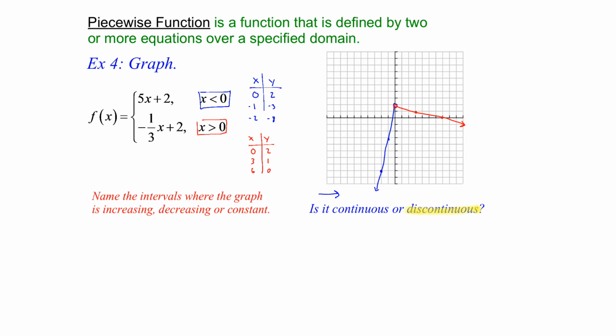So from left to right, the graph is going up. The y values are increasing. So it's increasing from -infinity all the way up to 0. Remember, these are your x values. So when x is 0, it stops increasing. And then it begins to go down, so it's decreasing. The y values are going down from 0 to infinity. And there are no values that are constant.